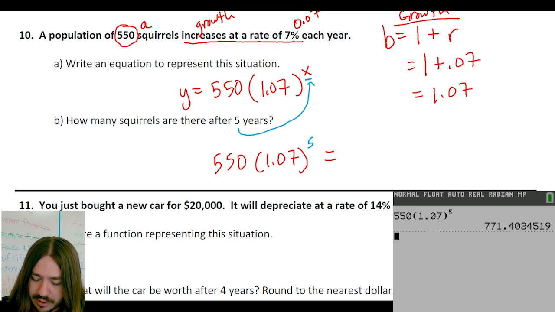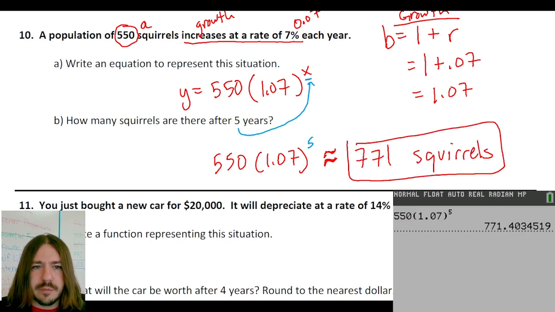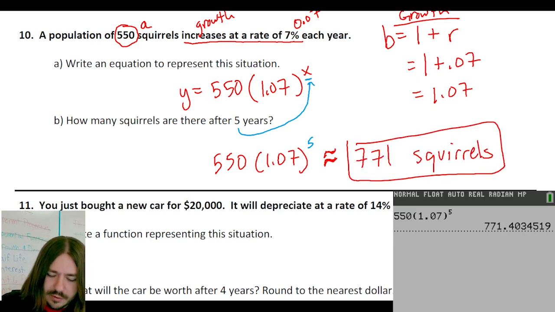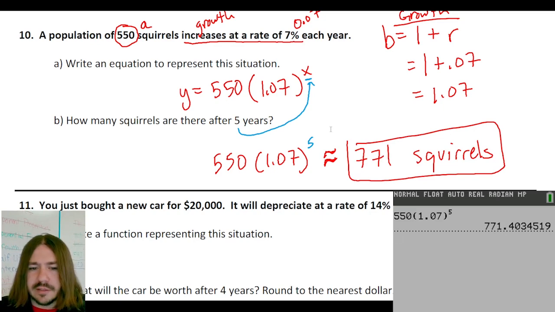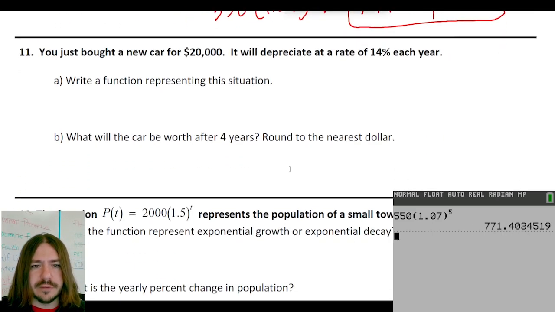Since I'm rounding, I'm going to use this approximate symbol instead of equals. So we're going to say it's approximately 771 squirrels. And yeah, that's it for number 10. Go ahead and box this equation because that was my answer for part A. And let's look at number 11.